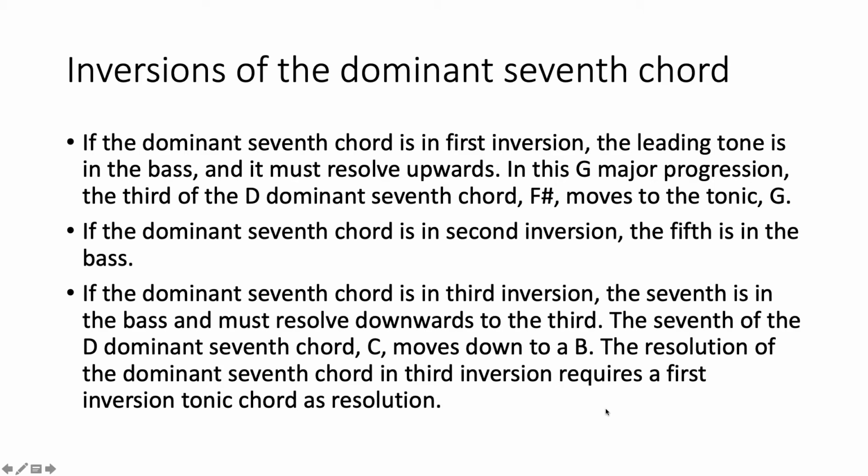We can invert the dominant seventh chord. If the dominant seventh chord is in the first inversion, the leading tone is in the bass and therefore must resolve upwards. If the dominant seventh chord is in the third inversion, the seventh is in the bass and therefore must resolve downward to the third. The resolution of the dominant seventh chord in third inversion requires that a first inversion tonic chord come as a resolution so that that seventh can move down to the third.